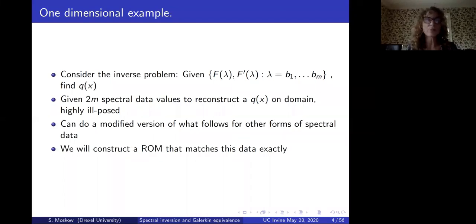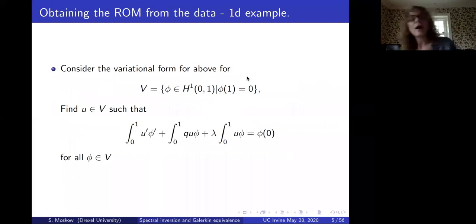So what we'll do now is show how to construct a reduced order model that matches this data exactly. And this was well known, by the way, before this work. So consider the variational form for the differential equation. I just take the test and trial space to be H1 with just 0 on the Dirichlet side, or that could be modified for different boundary conditions, and look for a solution U in V such that that variational equality here holds for all test functions in V. So that's just the variational form.